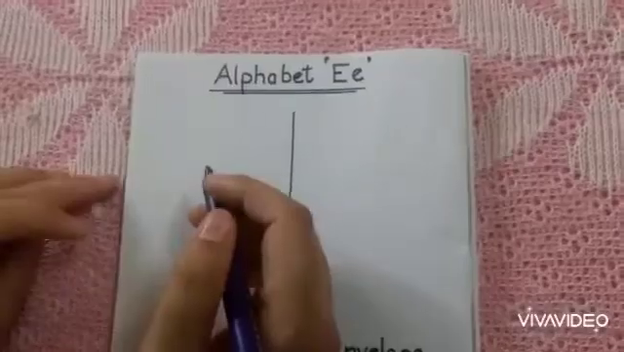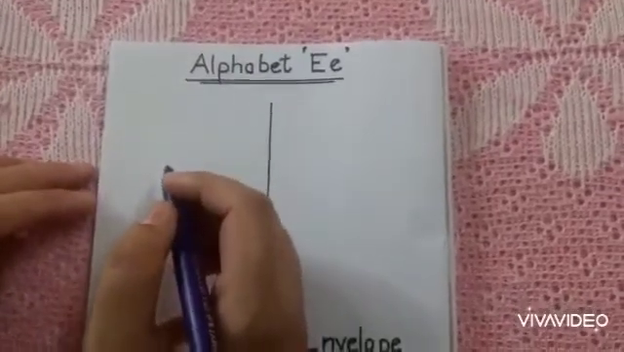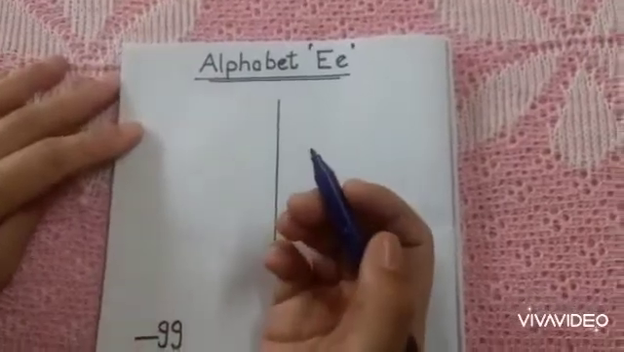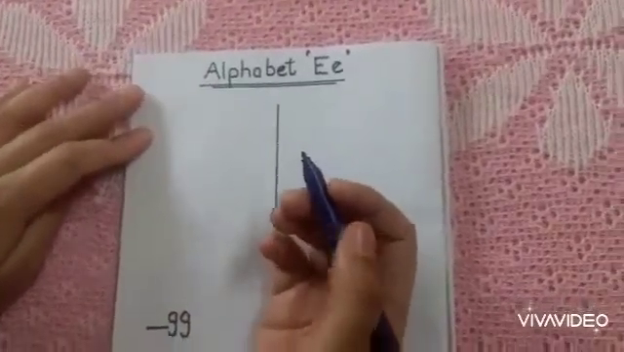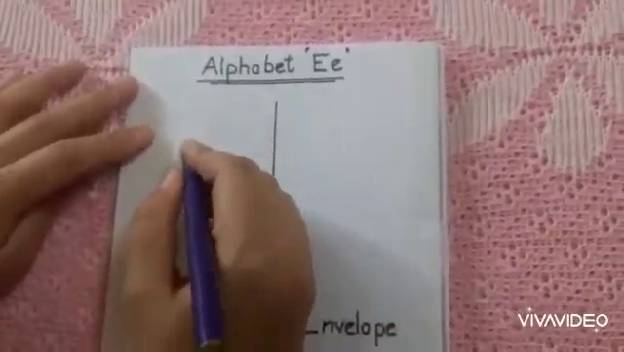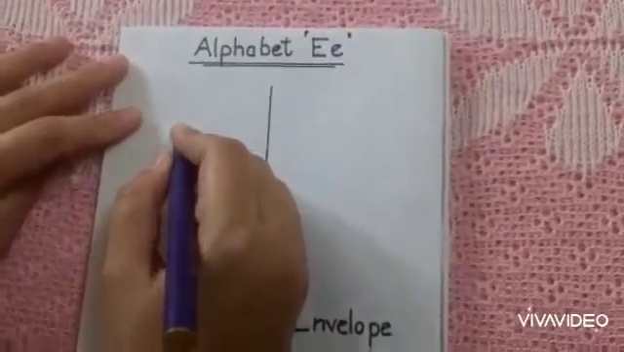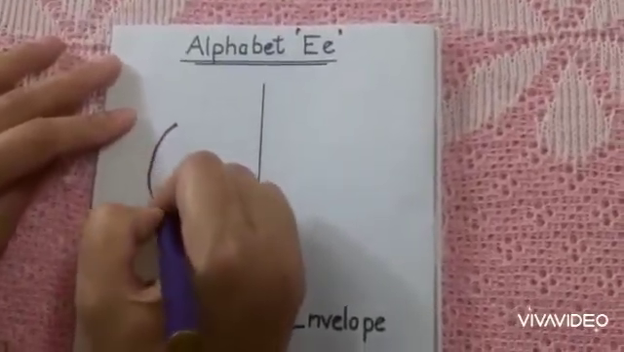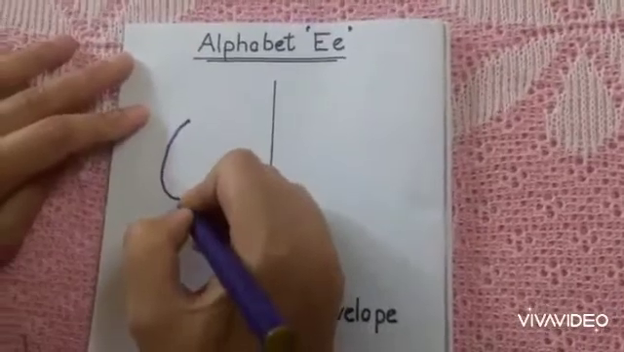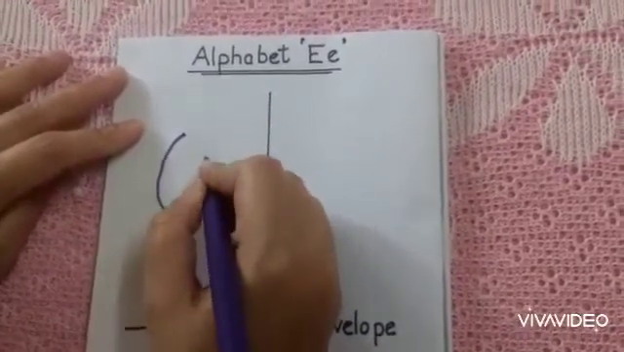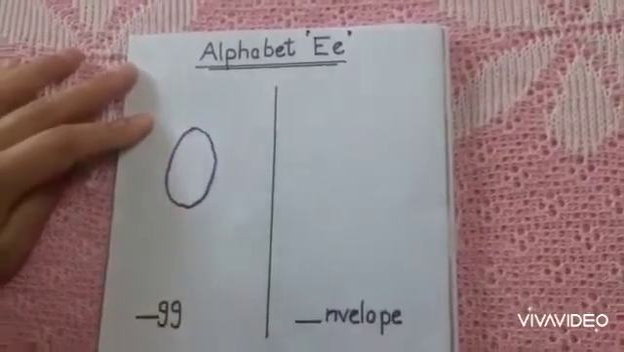Okay, now I will show you how you have to draw a picture of an egg and an envelope. E for egg. Now kids, I will show you how to draw an egg. Make a curve and another reverse curve. See?